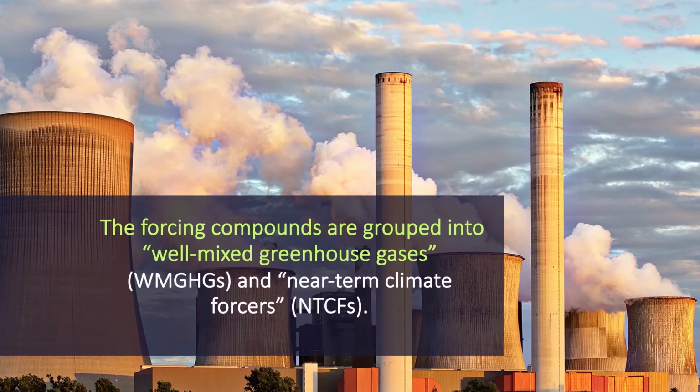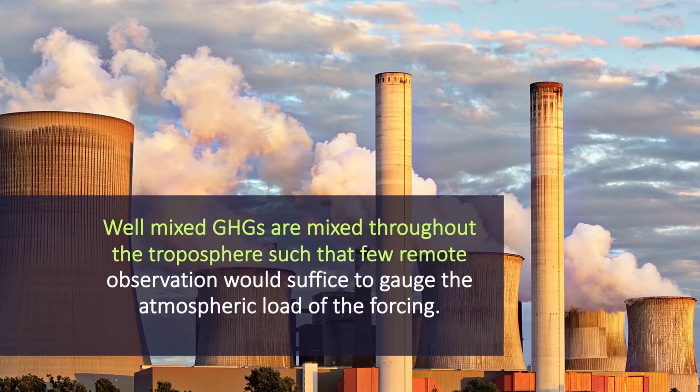Primarily, the forcing compounds are grouped into well-mixed greenhouse gases and near-term climate forcers. Well-mixed greenhouse gases are mixed throughout the troposphere, such that a few remote observations would suffice to gauge the atmospheric load of the forcing. It's very well mixed, and that's the reason why sampling a few points will be sufficient. Consequently, the global forcing per unit emission and emission metrics for these well-mixed greenhouse gases do not depend on the spatial or geographical location of the emission.